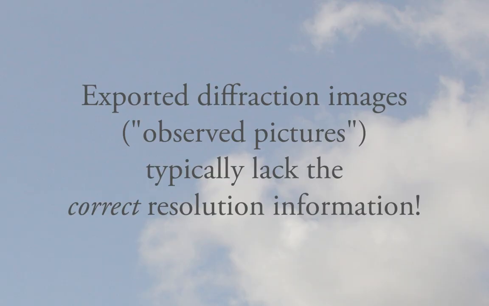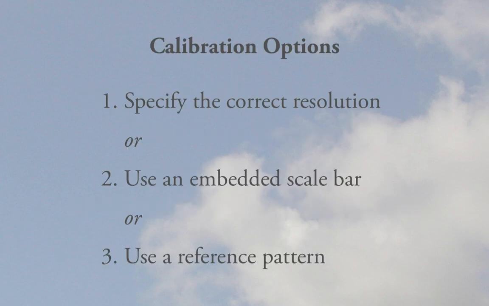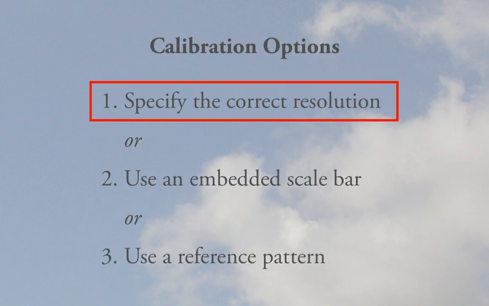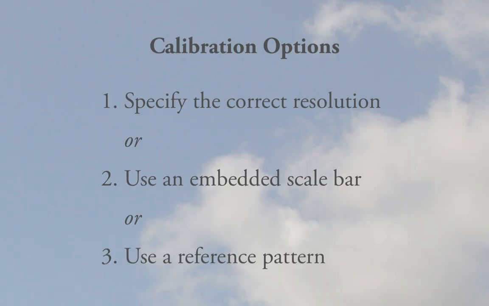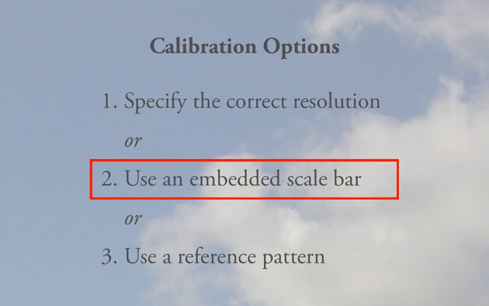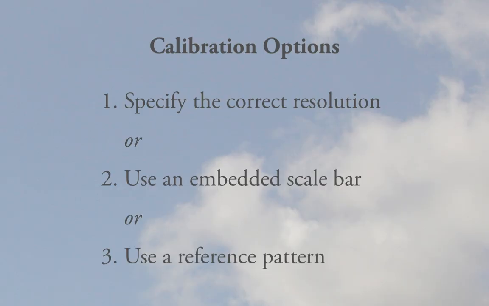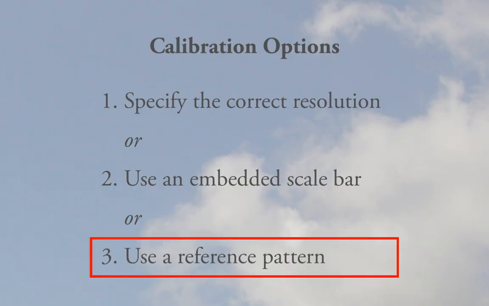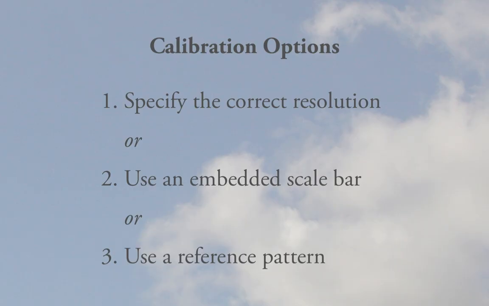So how do we work around this? Well, there are three approaches you can take. First of all, you can tell the program what the correct resolution actually is. If you don't know the correct resolution, well, in that case, you could use an embedded scale bar in your image as your reference. If you don't even have an embedded scale bar, then you'll need to use a reference pattern. We're going to take each of these examples in turn.